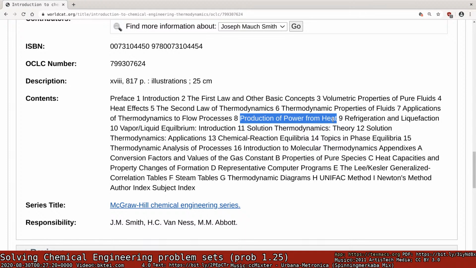8 is production of power from heat. So we talk about the steam power plant, internal combustion engines, jet engines, rocket engines. Okay, well, there we go. Maybe a little bit more on things involving compressors. 9 is refrigeration and liquefaction. So moving heat around, heat pumps. When you compress a fluid, it heats up, and when you depressurize a fluid, it cools down, usually.